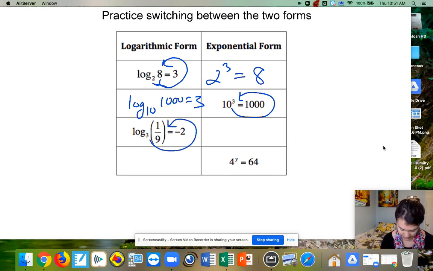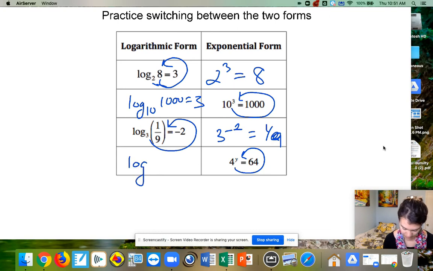Same idea here. We want 3 to the negative 2 equals 1/9. Loop around. Log base 4 of 64 equals y.